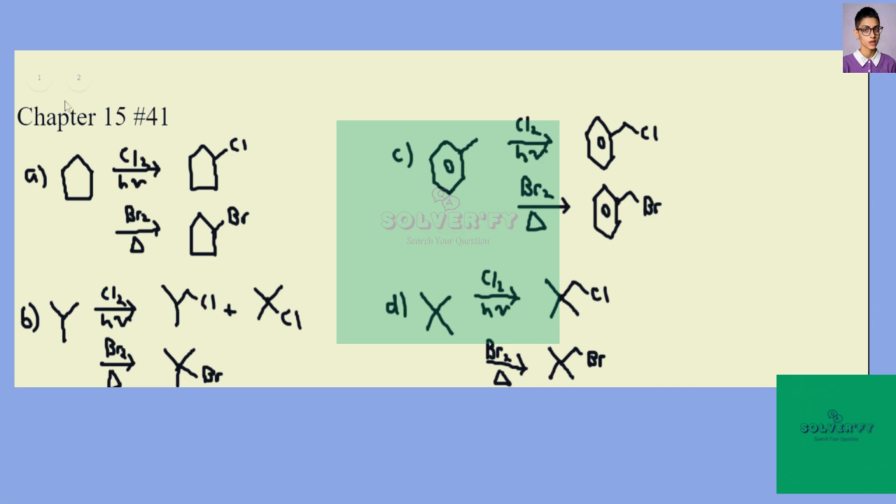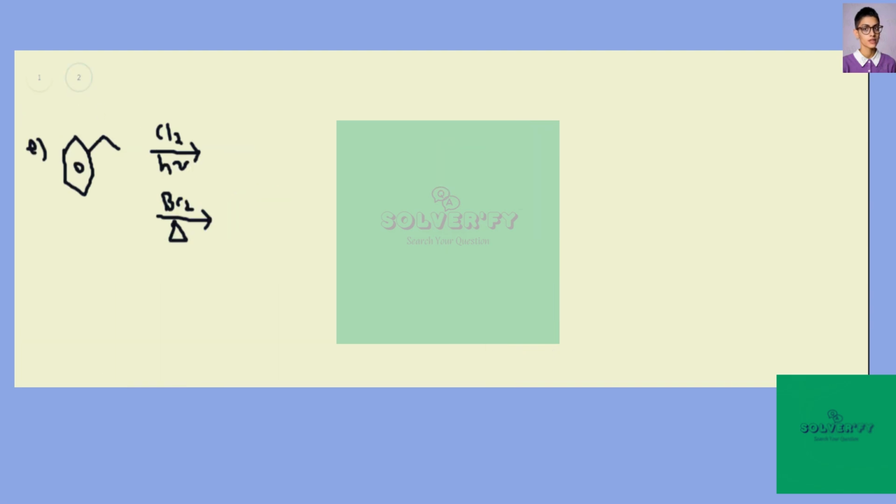Lastly, looking at E, this is another case where the chlorination can occur at multiple carbons, and so it will occur at multiple carbons. So we can get this product, and we will also get this product. Whereas for the bromine, we're only going to see reaction at the secondary carbon. So the product of bromination will just be this molecule.